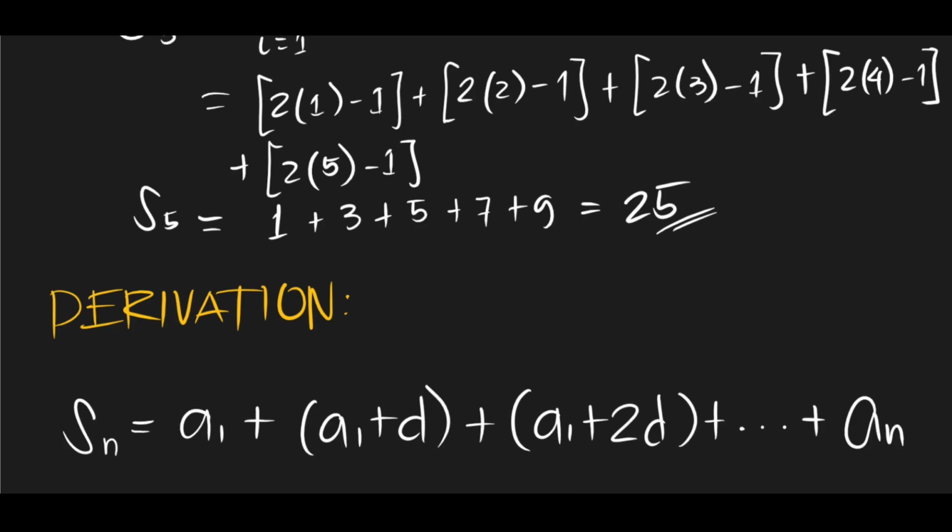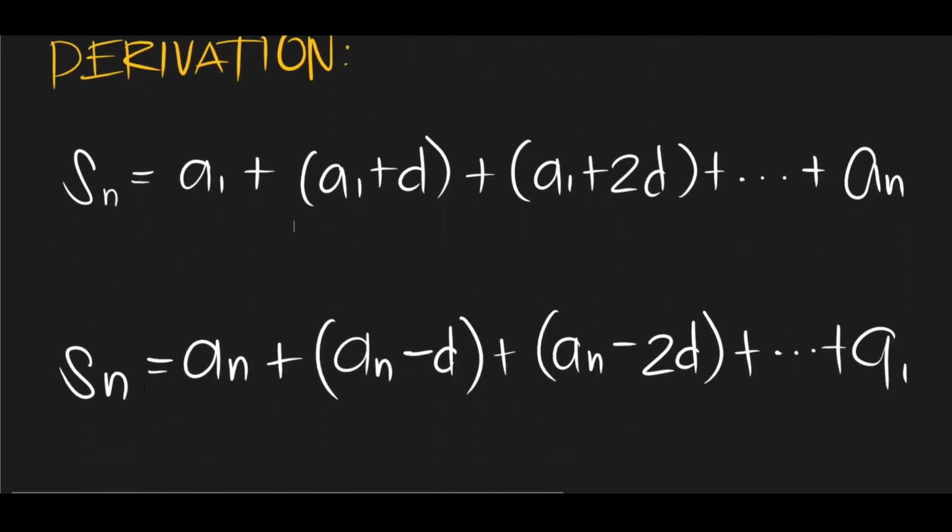Now what if we write it the other way around? If we start with an, what will we get? Sn is equal to an plus an minus d, and then plus an minus 2d, plus all the way to a1. If you think about it carefully, these two statements are actually equal. They add up to the same sum. Even though they are reversed in sequence, at the end of the day the summation is the same.